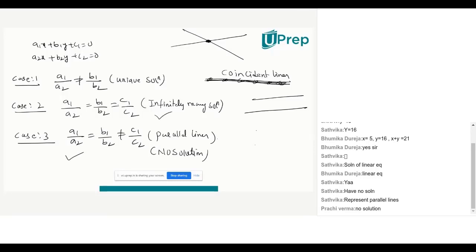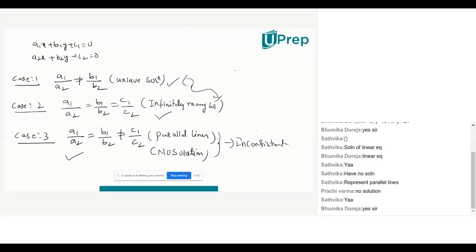This is a condition for infinitely many solutions. This is a condition for a unique solution. Whenever you have a solution, the system is consistent. So these two cases are the conditions for consistent, because they have a solution. In this case, it is called inconsistent because there are no solutions. That is the concept we discussed previously. Is this clear? So let's move ahead to the next concept. What is that?